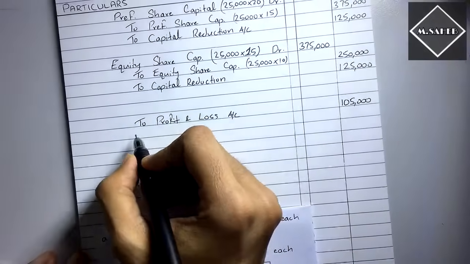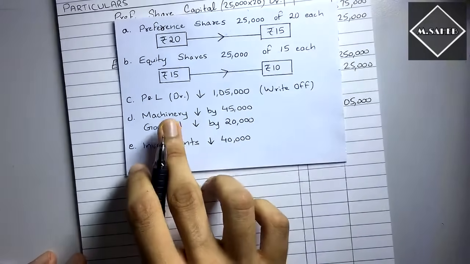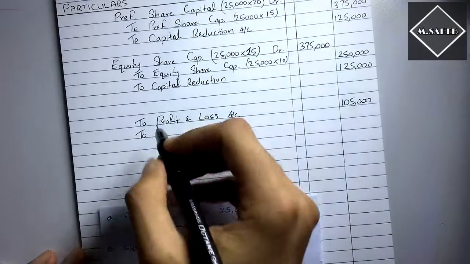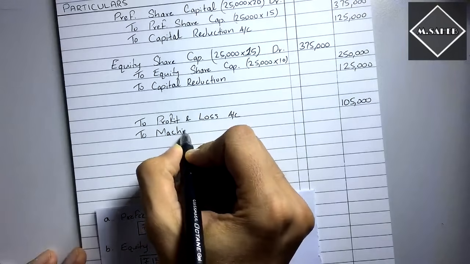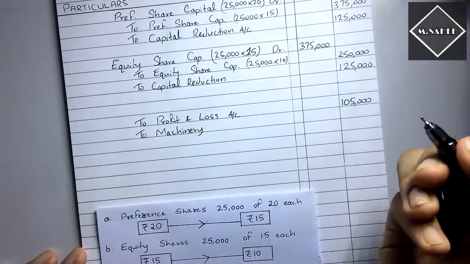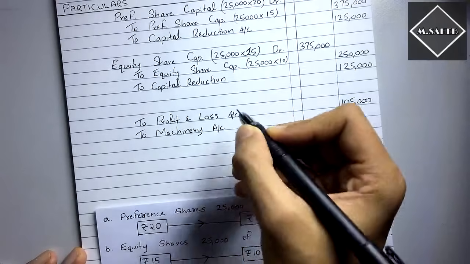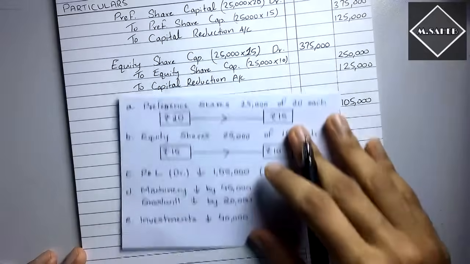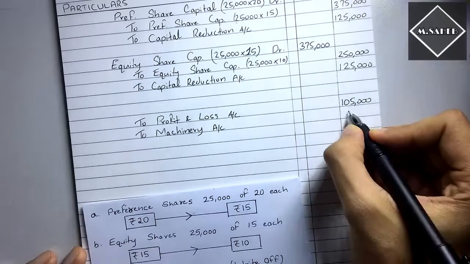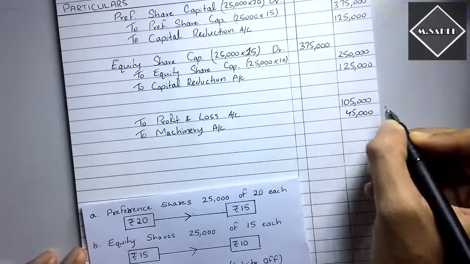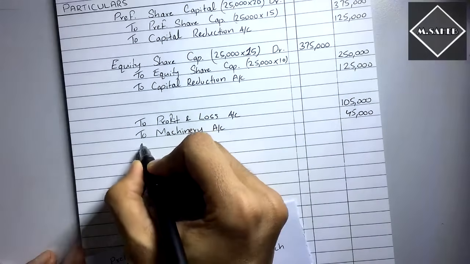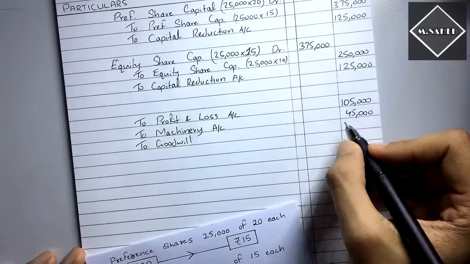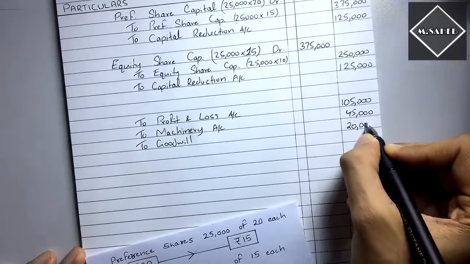And then next, they also said to reduce the machinery and goodwill by 45,000 and 20,000. Machinery is also an asset, so credit the asset. How much? Reduce machinery by 45,000. And then they said reduce goodwill also. Goodwill by 20,000, so you will reduce it by 20,000.